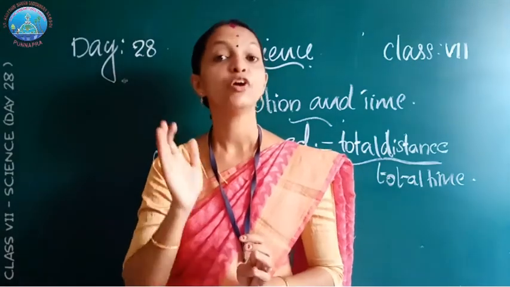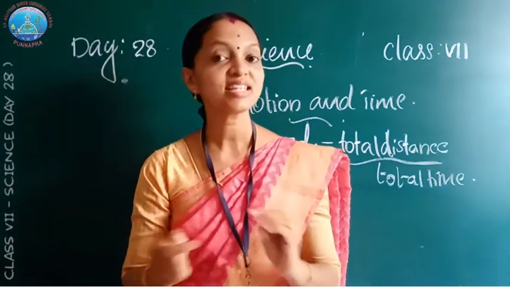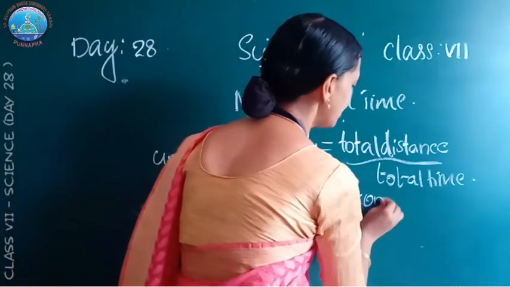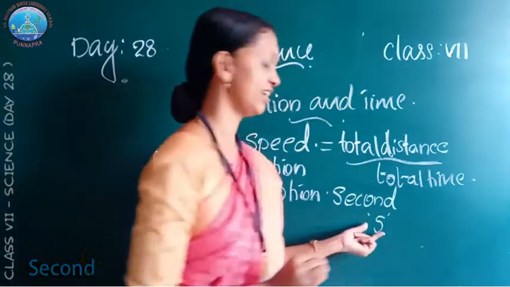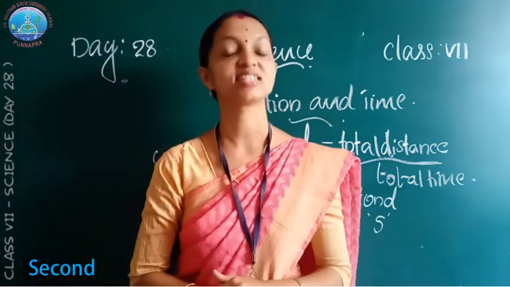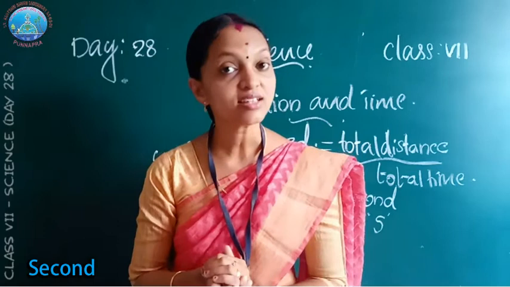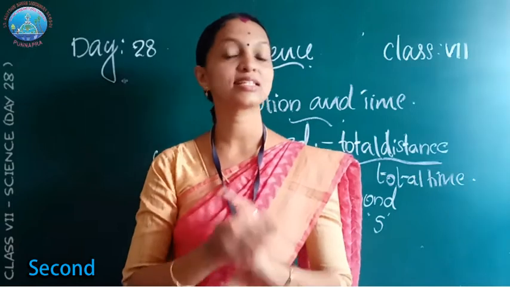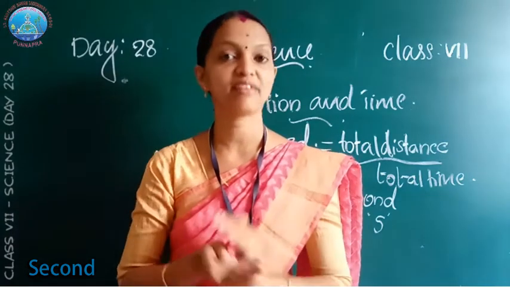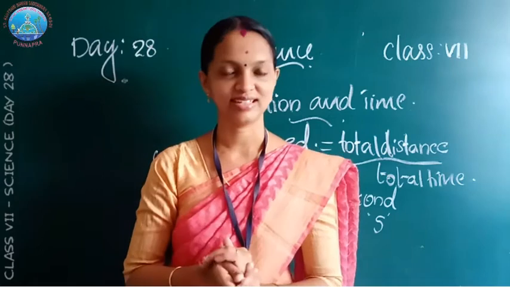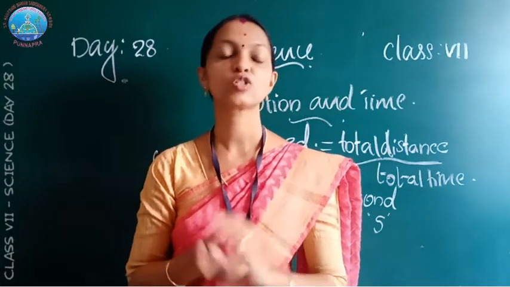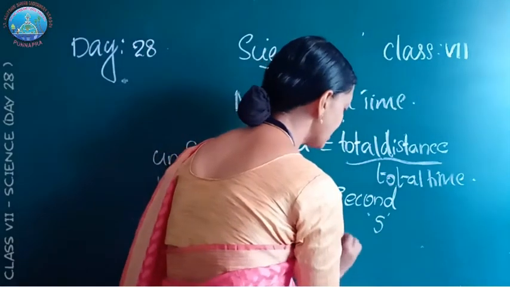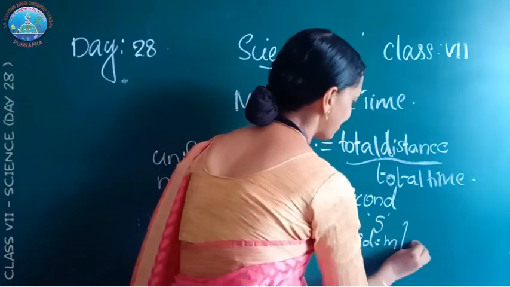What is called non-uniform motion? The basic unit of time is second. The unit of time is second. The basic unit of speed is meter per second. We know that speed is the total distance covered by an object in a unit of time. So, the distance unit is meter and the time unit is second. So, the basic unit of speed is meter per second.